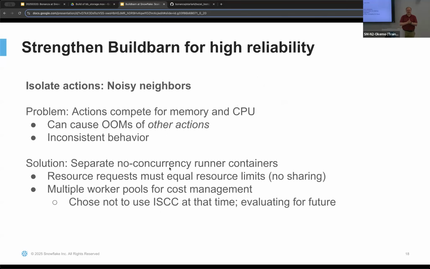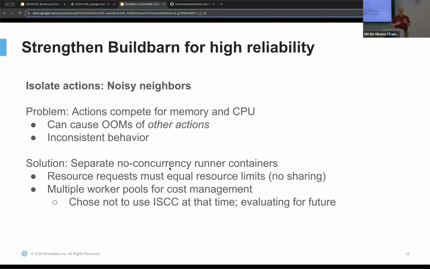So we wanted to isolate the actions so we can solve the noisy neighbor problem. The reason this matters is because in the default BB deployment configuration, which is, as I mentioned earlier, more of a hello world than a hello load, you have a concurrency of 8 on a single runner container. We're running in Kubernetes. And the problem with that is that it's really easy to blow the memory out of that container and cause incidentally out of memory failures to actions that were innocent bystanders of the situation. This obviously leads to very unpredictable results.